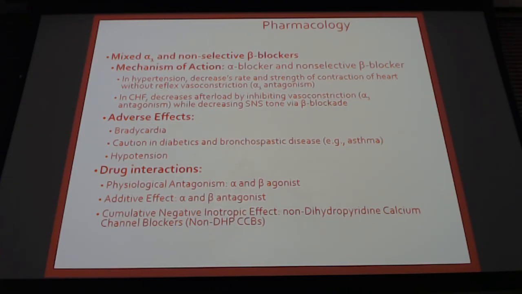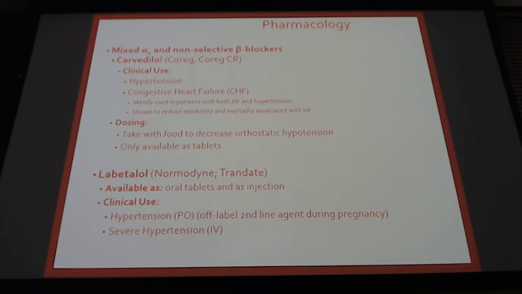And then you see the cumulative negative inotropic effect, or essentially the way to say that is the chance of them having exaggerated bradycardia is if I gave a non-DHP with this as well, right? Because I'm still blocking that beta activity. Okay, so that I can drastically drop their heart rate as well with this.